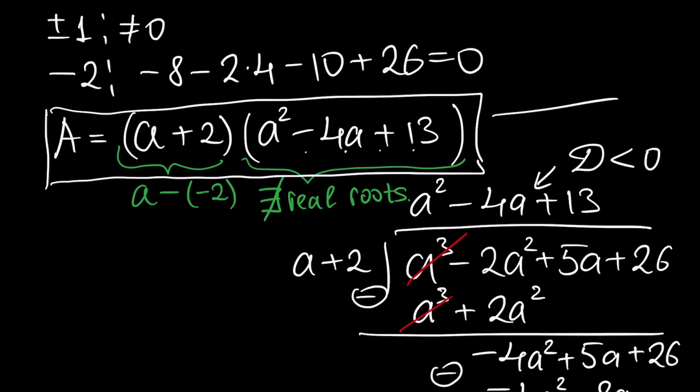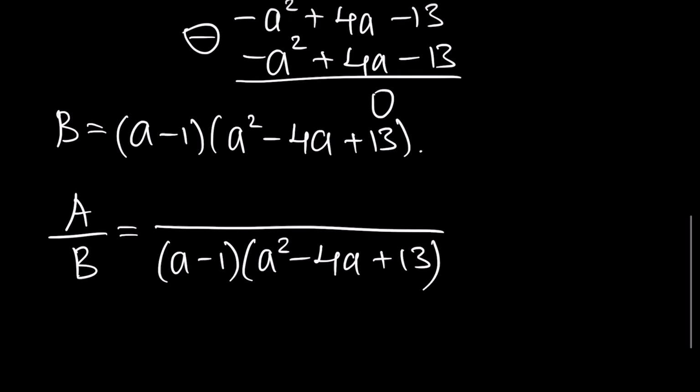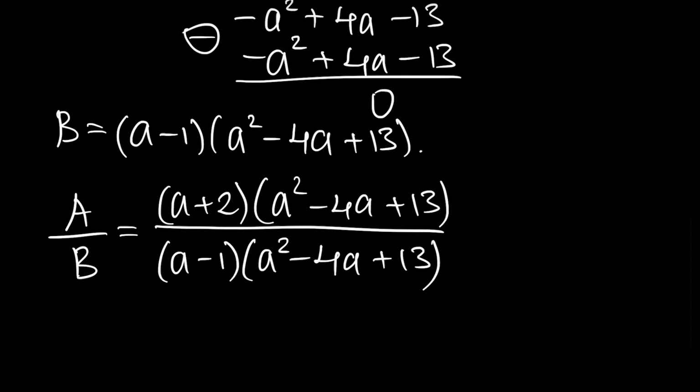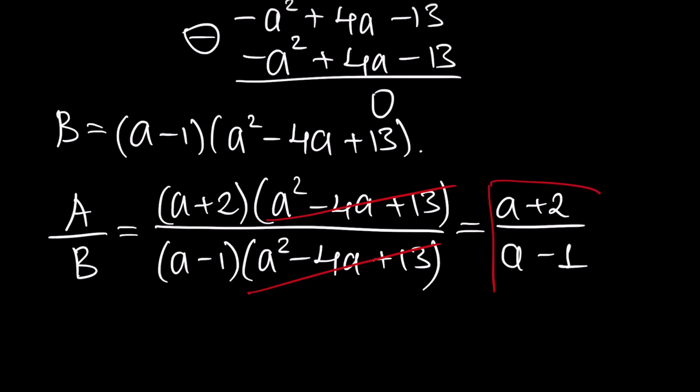Let's rewrite it. A plus 2 times a squared minus 4a plus 13. After this cancellation, we will have a plus 2 over a minus 1. And this is the final answer of our problem. So our complicated algebraic fraction is equivalent to this simple algebraic fraction.